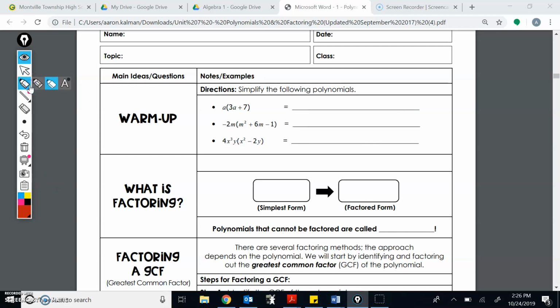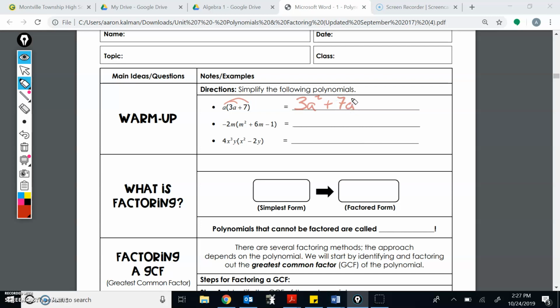Guys, today's video is on greatest common factor. Factoring is basically reverse distribution. So for example, if we distributed a times 3a, we would get 3a squared, and then a times 7, excuse me, is 7a.